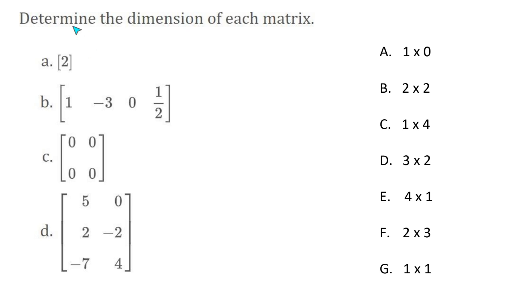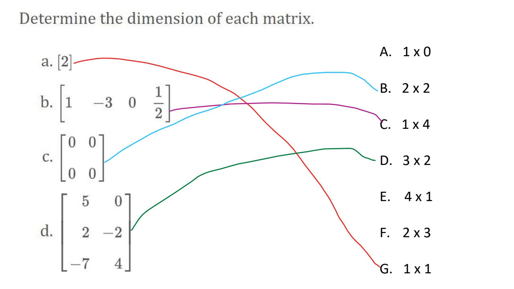So here we have a few examples. Determine the dimension of each matrix. The first one only has one number, and this number is located in the first row, first column, since that's all there is. Then this next matrix has 1 row and 4 columns. The 0 matrix here has 2 rows and 2 columns. And the third one has 1, 2, 3 rows and 2 columns. If we were to match them with the sizes over here, this is what it would look like.